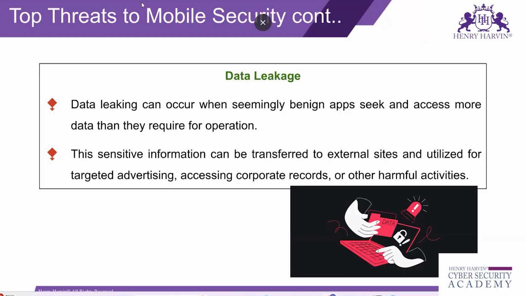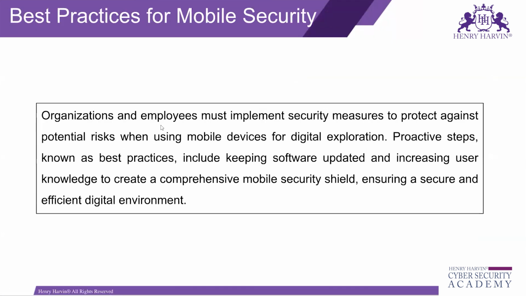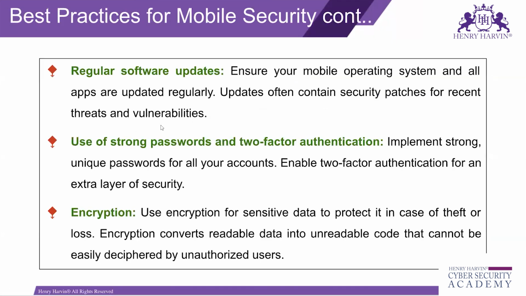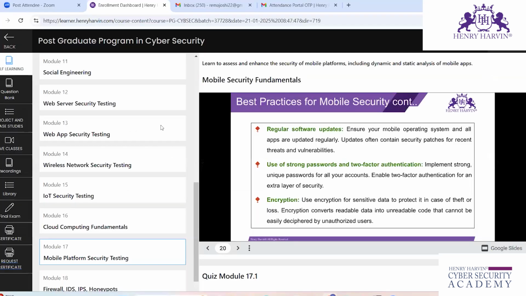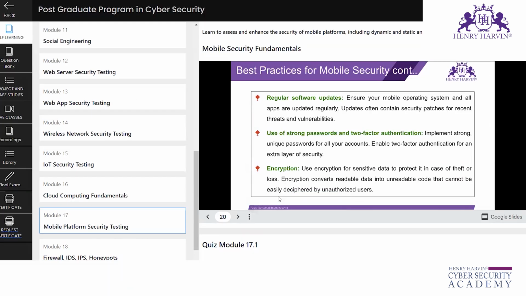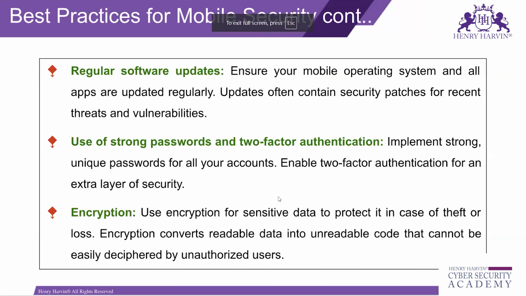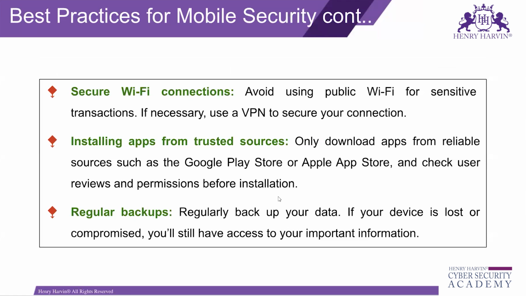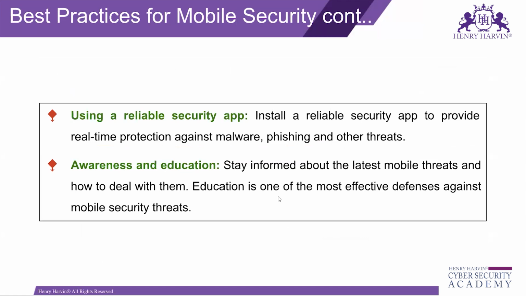So you understood the data leakage part. Now regular software updates can be there. When we are talking about the best practices, we can say regular software updates, strong passwords and two-factor authentication. Always there should be a secure Wi-Fi connection, installing apps from trusted sources, regular backups can be there, reliable security apps we can use. Now awareness and education.